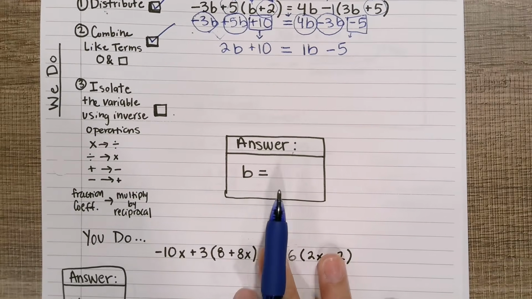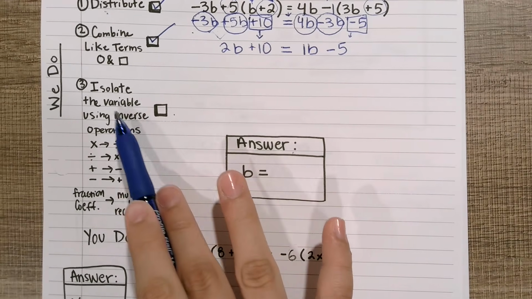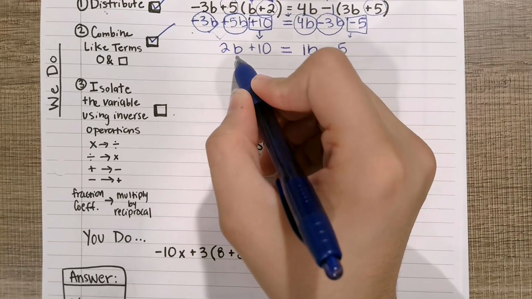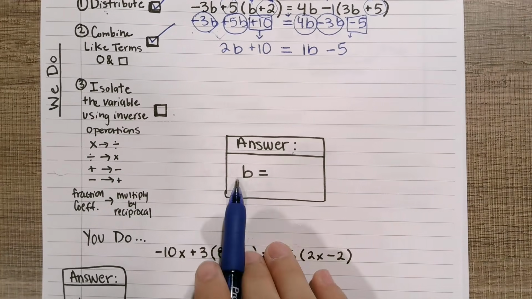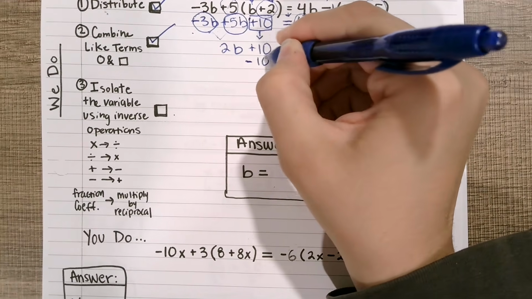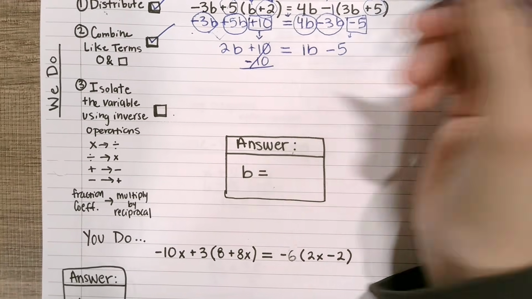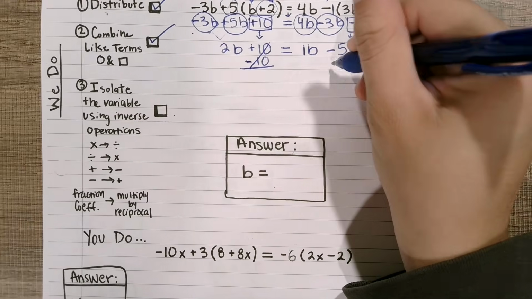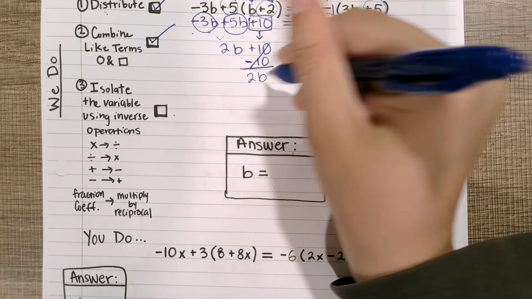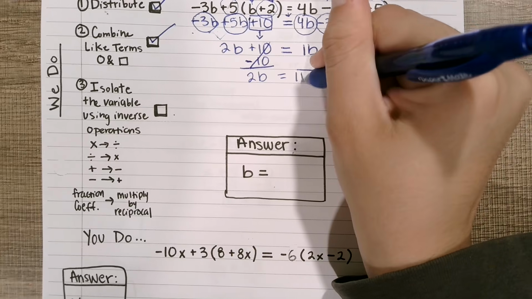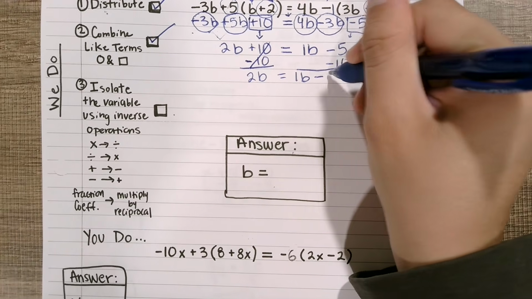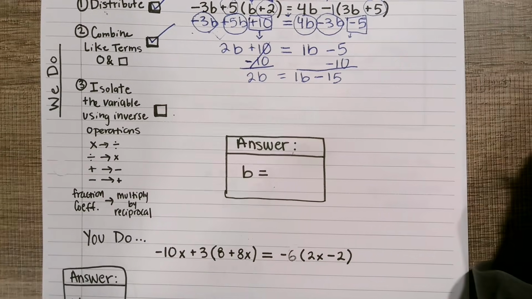So let's keep going. Last step, isolate the variables using inverse operations. I want b by itself on this side, right? b equals. So let's get it by itself. Inverse of plus 10 is minus 10. Whatever I do to one side, I do to the other. Bring that 2b down, equals, bring the 1b down, and then negative 5 minus 10 is negative 15.